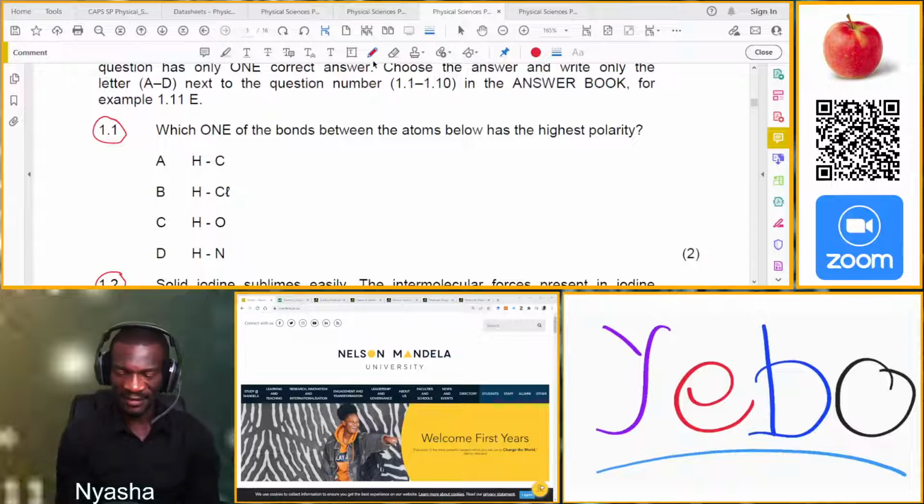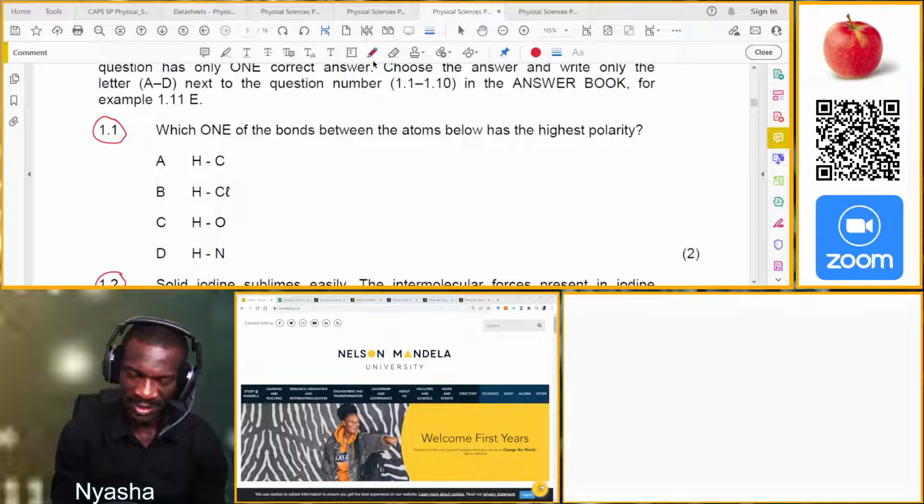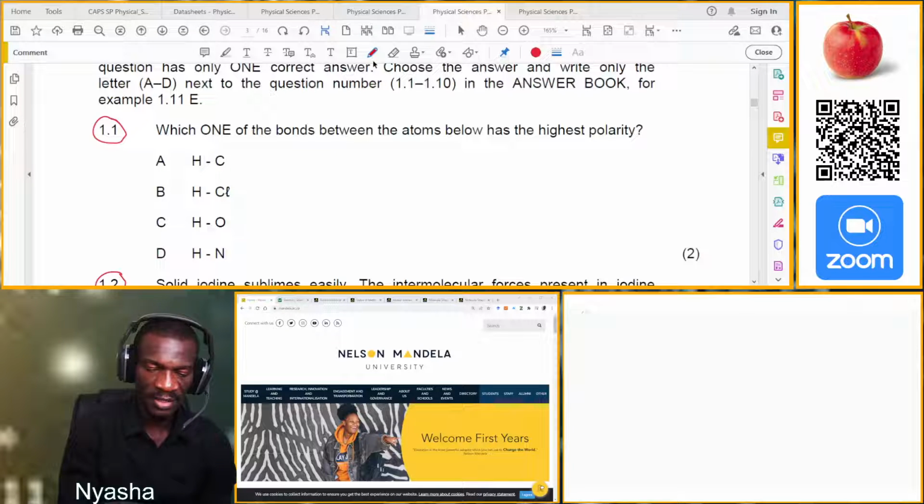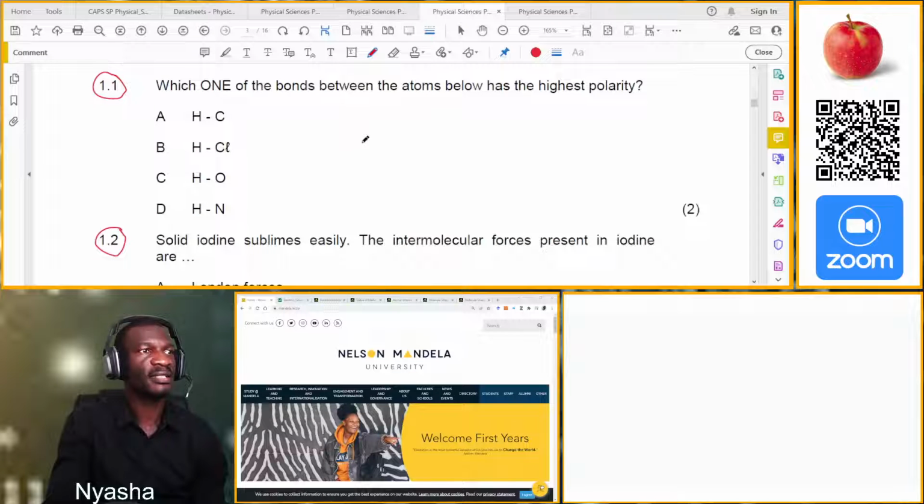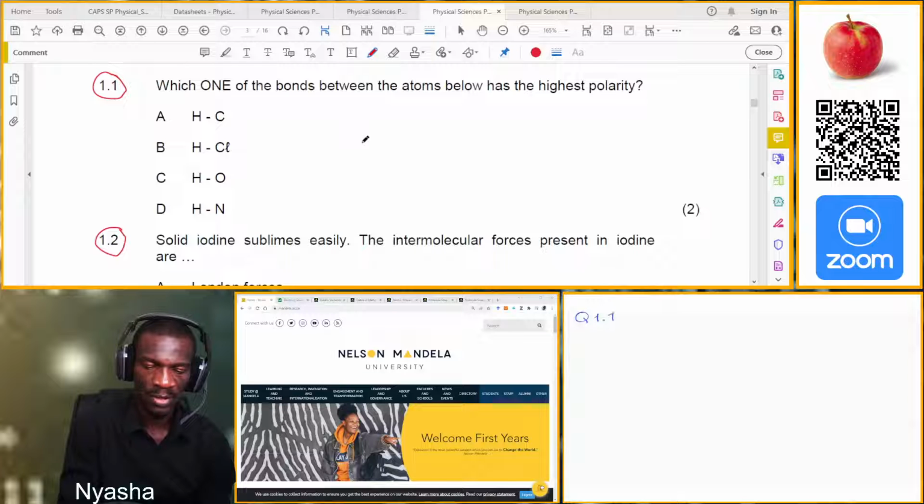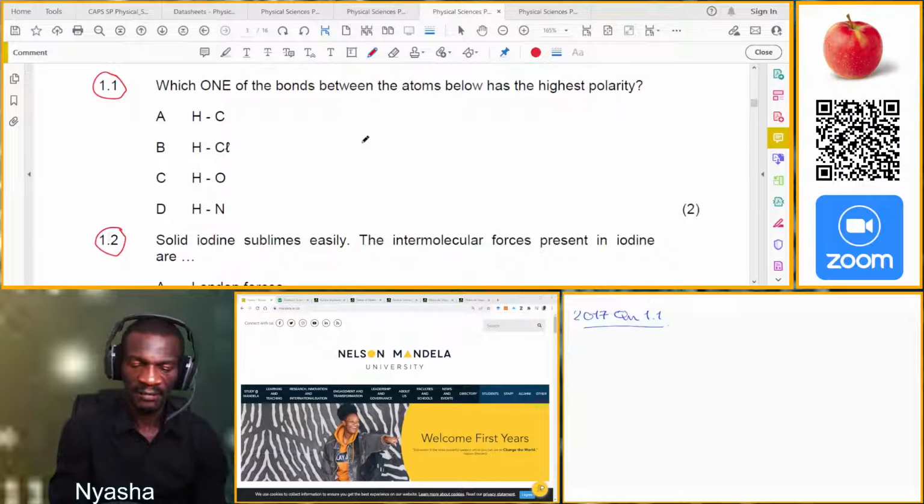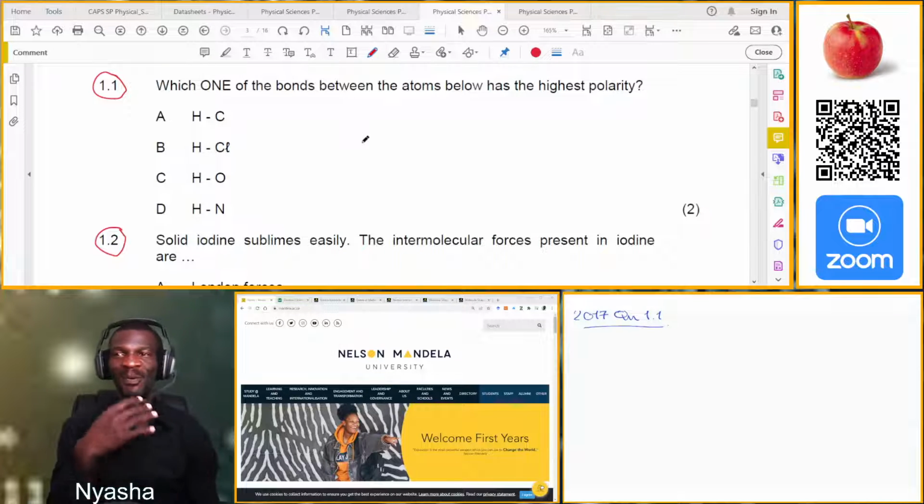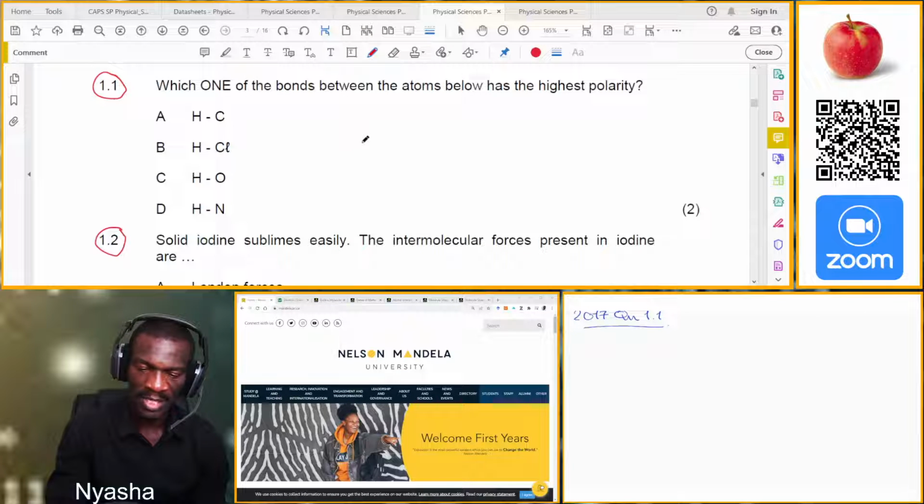So obviously, for this question, let's come back to it. Hydrogen, carbon. What is the difference in electronegativities? So we are just trying to see how we got to that answer. So that would be the 2017 question paper, question 1.1. So that's 2017 question 1.1. So let's look at the molecule, the combination, and then we identify the difference in electronegativities.